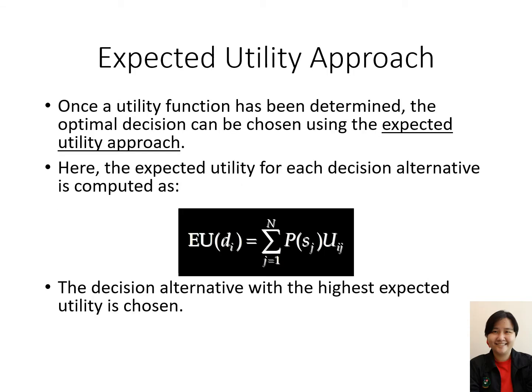In using the expected utility approach, we need to assign a utility value to each payoff and use it to compute for the highest expected utility. In this case, we multiply the probabilities to their assigned utilities, as shown in this equation, and sum it up. This is unlike in expected value approach, where we multiply the probabilities to the payoffs.